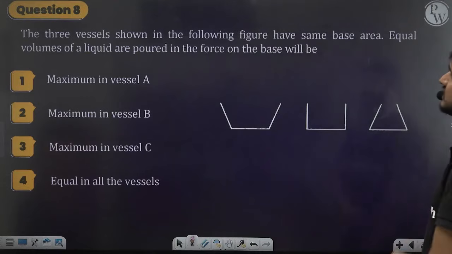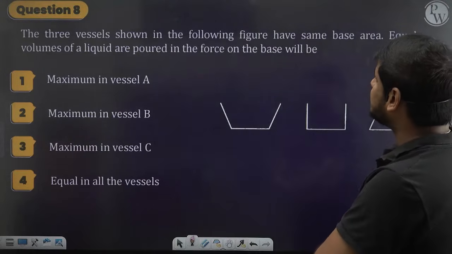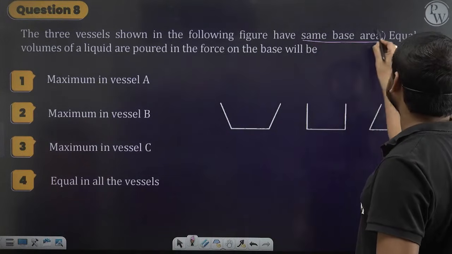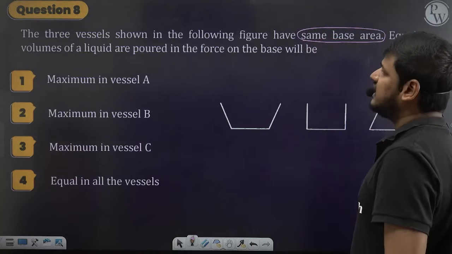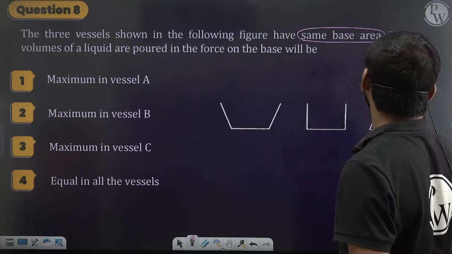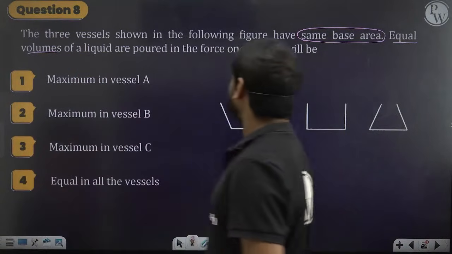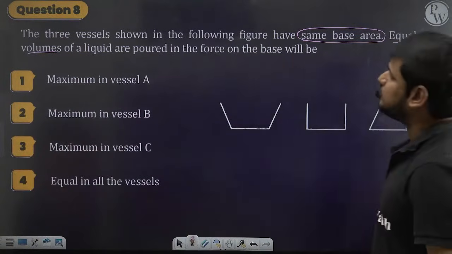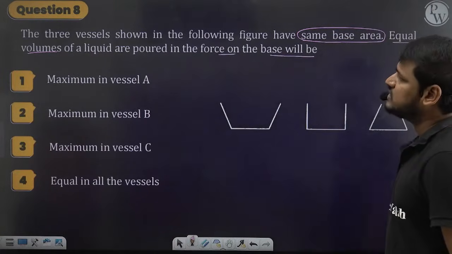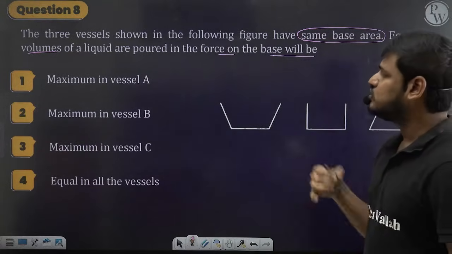So now we have got an interesting question. See here. The three vessels shown in the following have the same base area. Equal volumes of a liquid are poured. So then the force on the base will be what? On which base will the force be more?